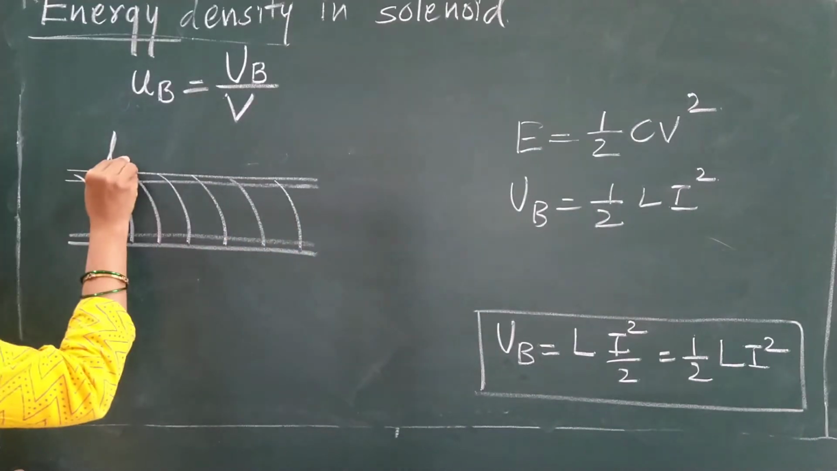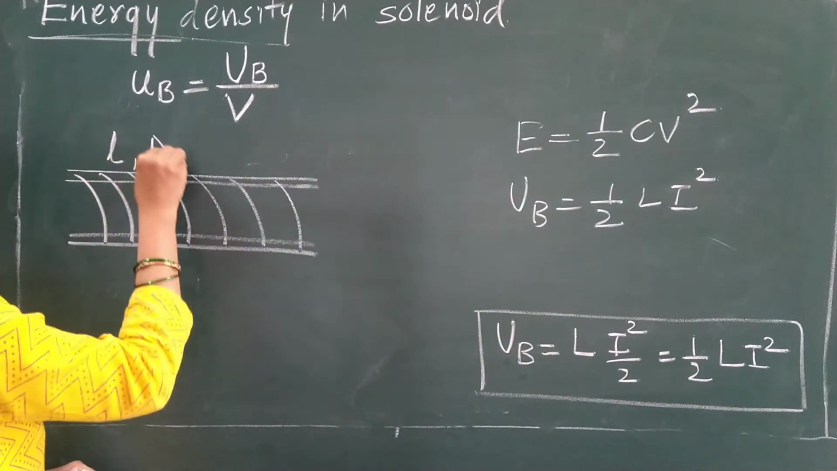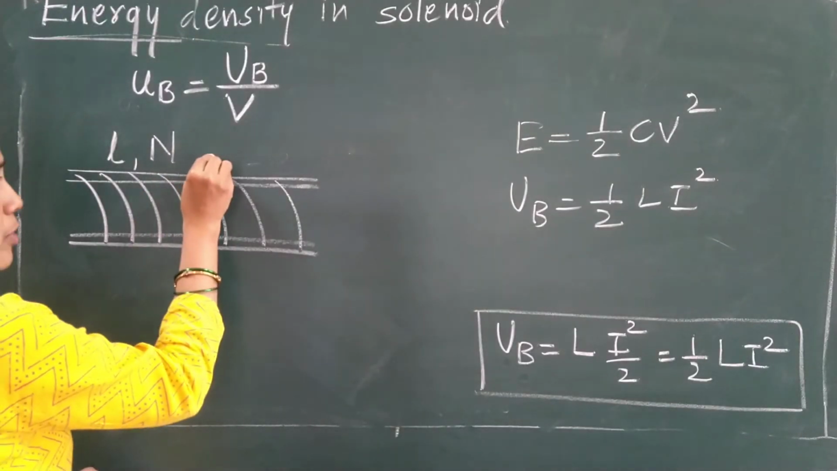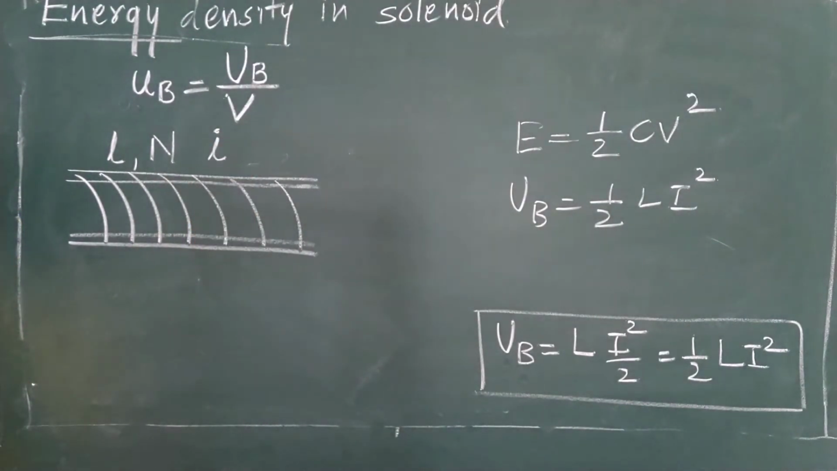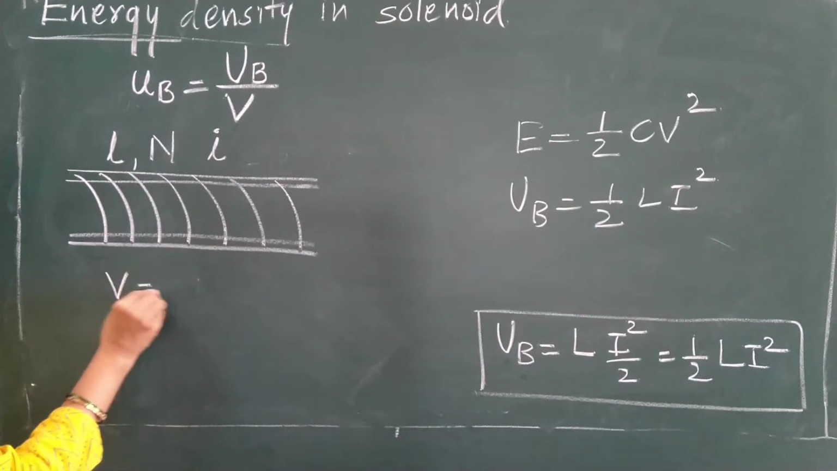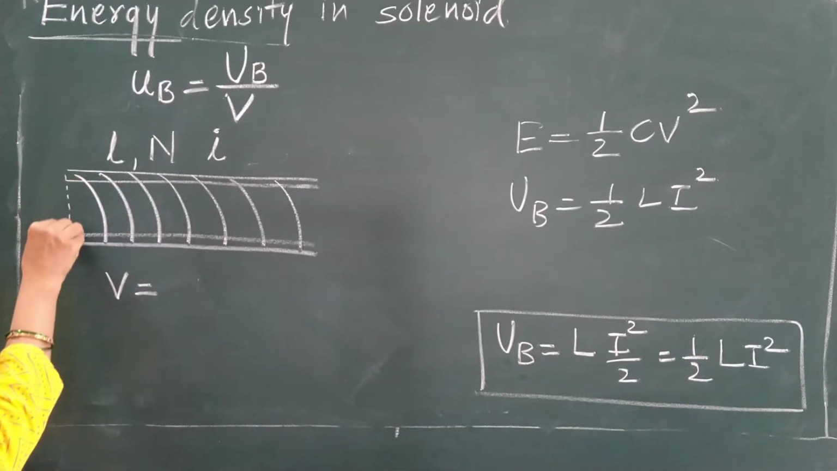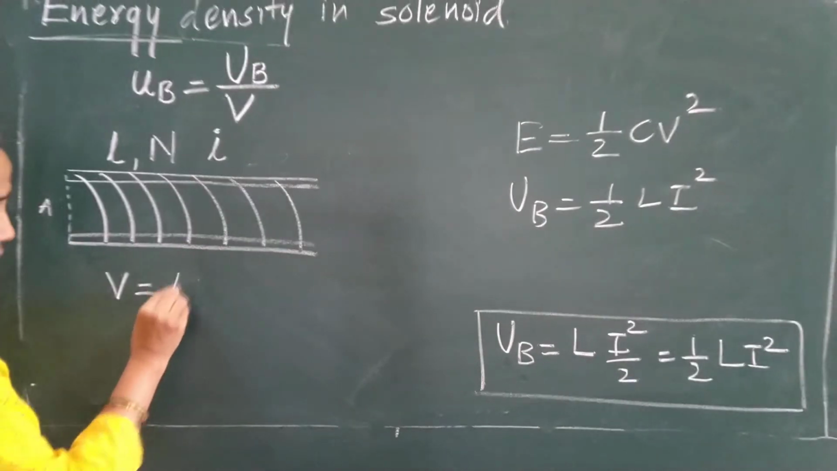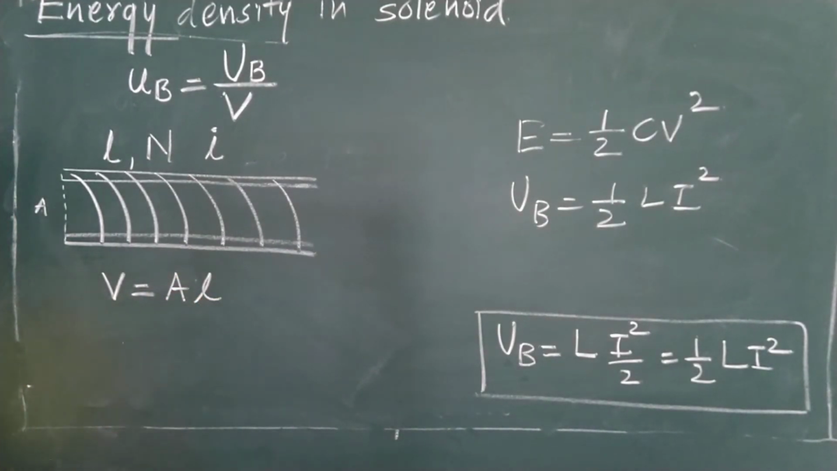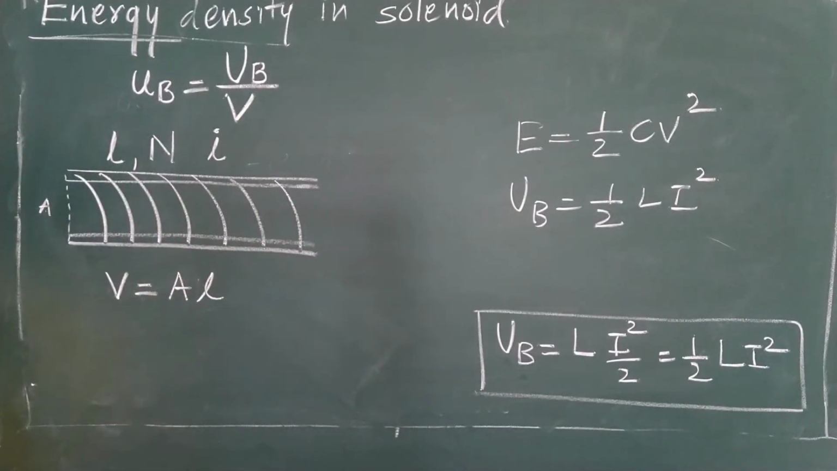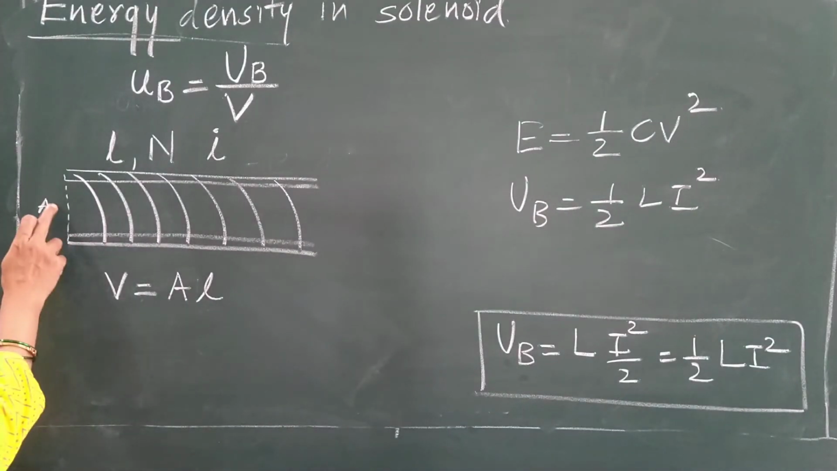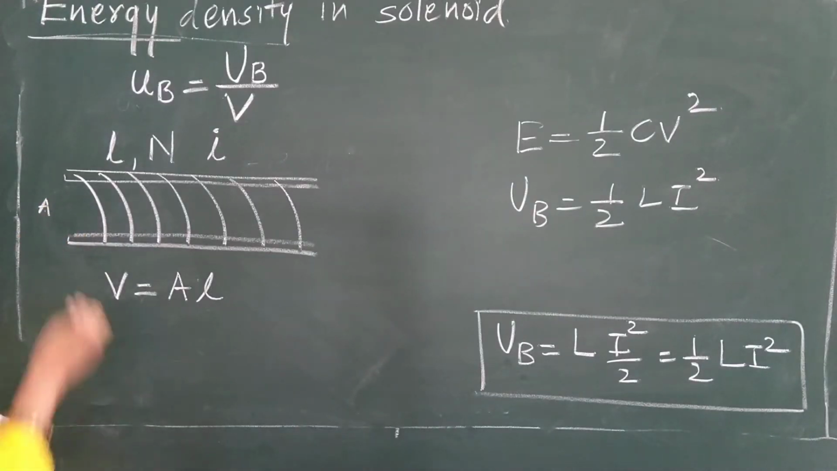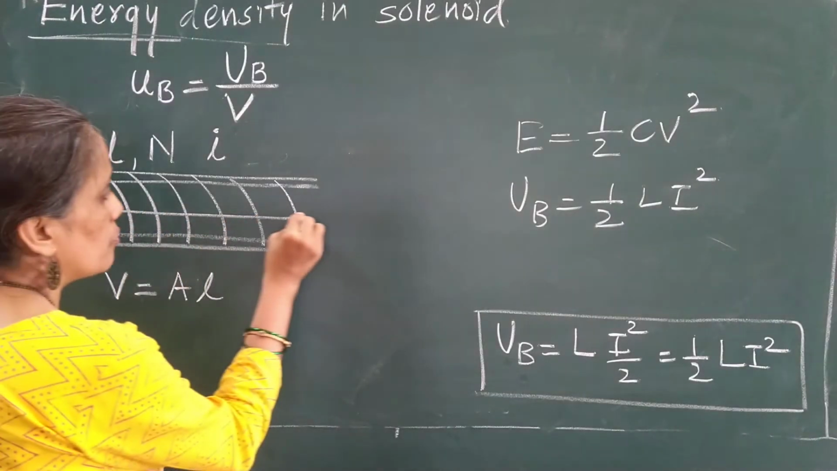So I can say l is the length of the solenoid, capital N is the number of turns, and the current flowing through the solenoid is I. The volume of the solenoid, I can consider, A is the area of cross section. So the volume of the solenoid is A into l, where l is the length of the solenoid. Inside the solenoid, along the center, your magnetic induction is always uniform.